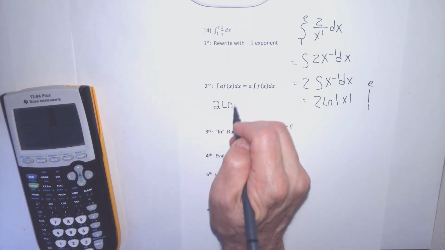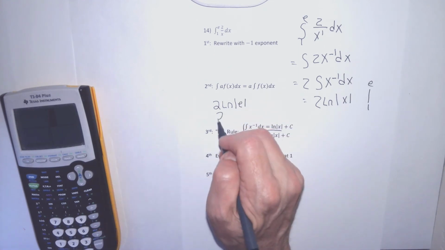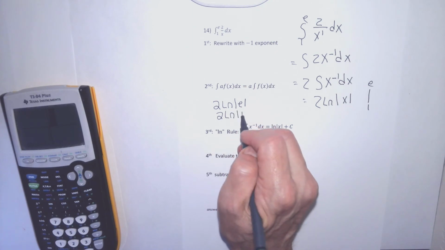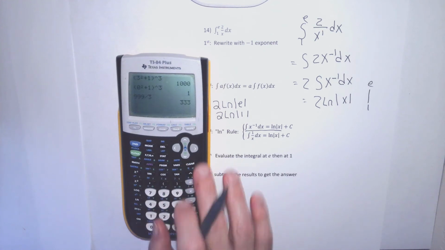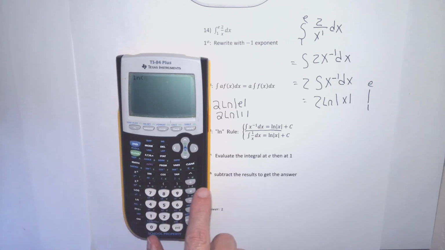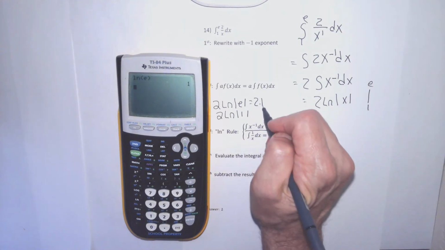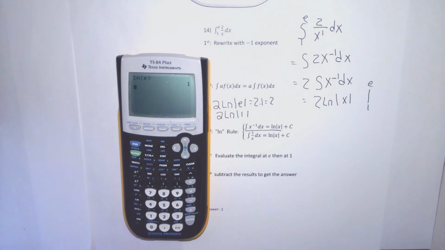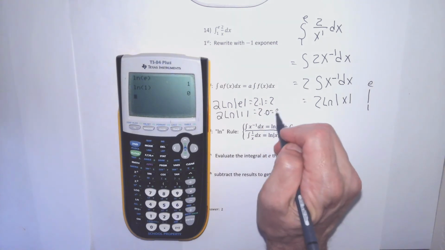First, I'm going to plug the e in and do 2 times the natural log of e. Then I'm going to plug the 1 in and do 2 times the natural log of 1. Those are positive. I don't really need the absolute values. Let me show you that this is nice. If I do natural log second and divide for e, the natural log of e is just equal to 1. So this first one is 2 times 1, which is 2. The second natural log, if I do the natural log of 1, it's 0. So this is 2 times 0, which is 0.